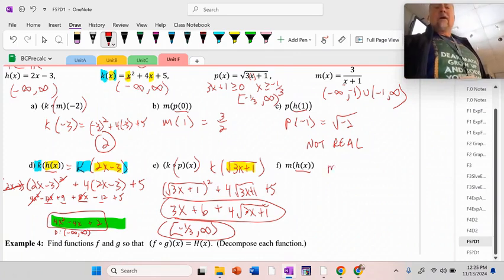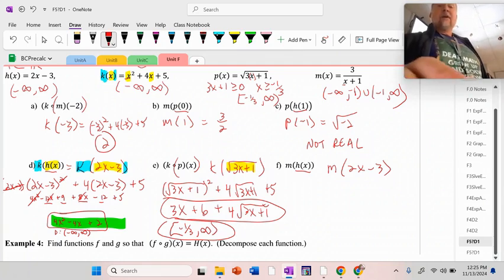So m of 2x minus 3. By the way, I will have this domain issue no matter what. I don't care what happens. And you'll see what happens. It actually does create a little conundrum here.